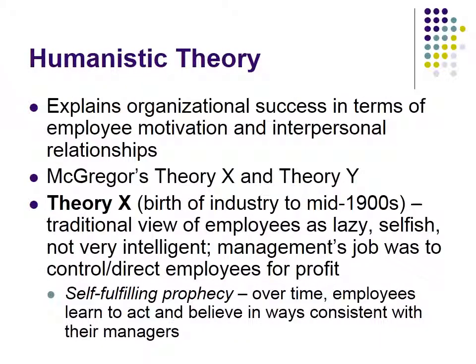So that brings us to our second theory, humanistic theory. It explains organizational success in terms of employee motivation and interpersonal relationships. So again, the researcher McGregor came up with the variance between Theory X and Theory Y. Theory X was the birth of industry to the mid-1900s, so basically 1930s through 1950s, and it was a traditional view of employees as lazy, selfish, not very intelligent, and it was management's job to control and direct those employees for profit.